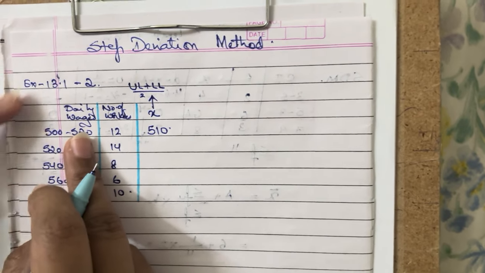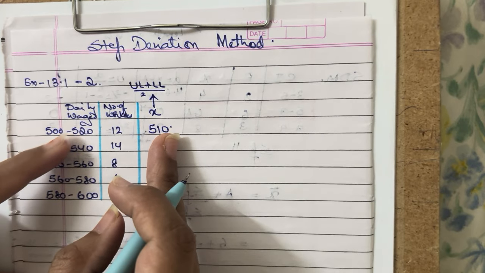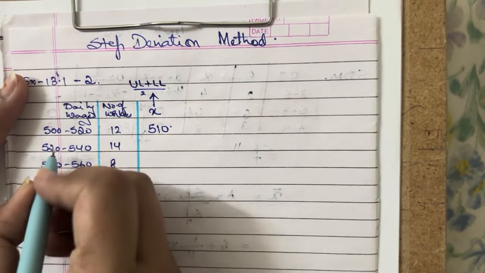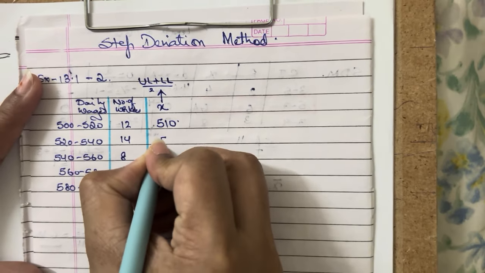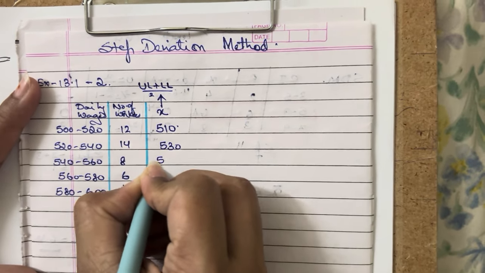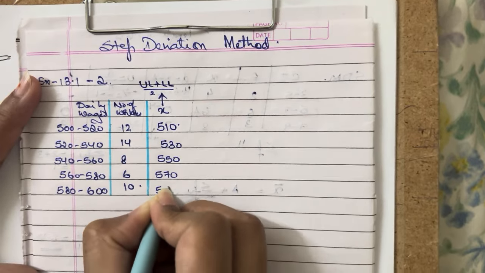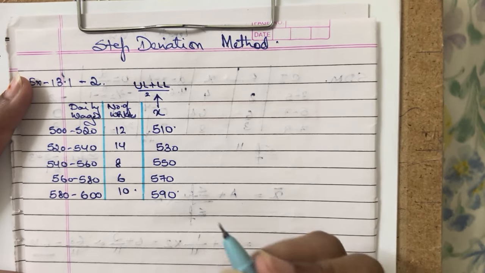So 510 is what I get here. Now here I know that the exact center value is 510. Looking at the data that is given to you, you can even understand and do it, right? So here it would be 530, here it would be 550, here it would be 570, and here it would be 590. Okay, these are the mid values that we have got.